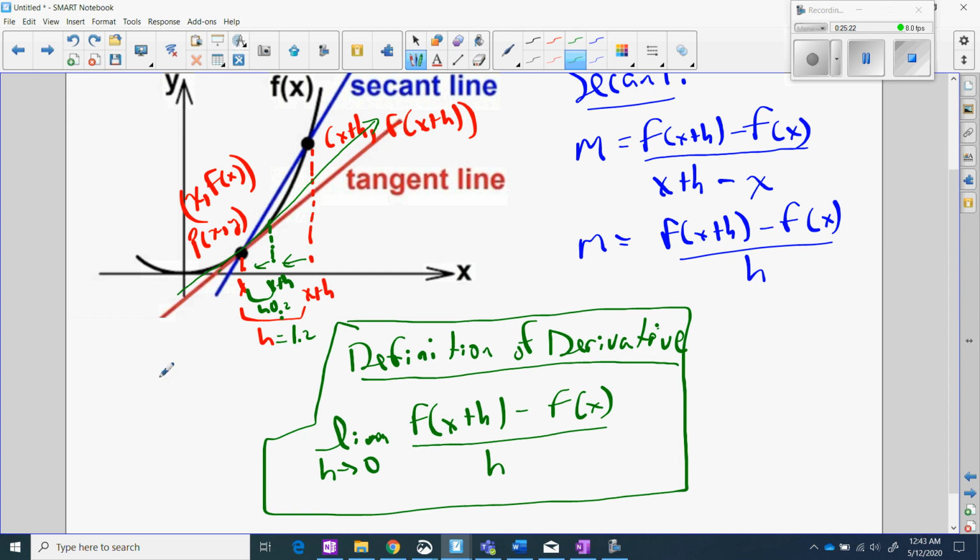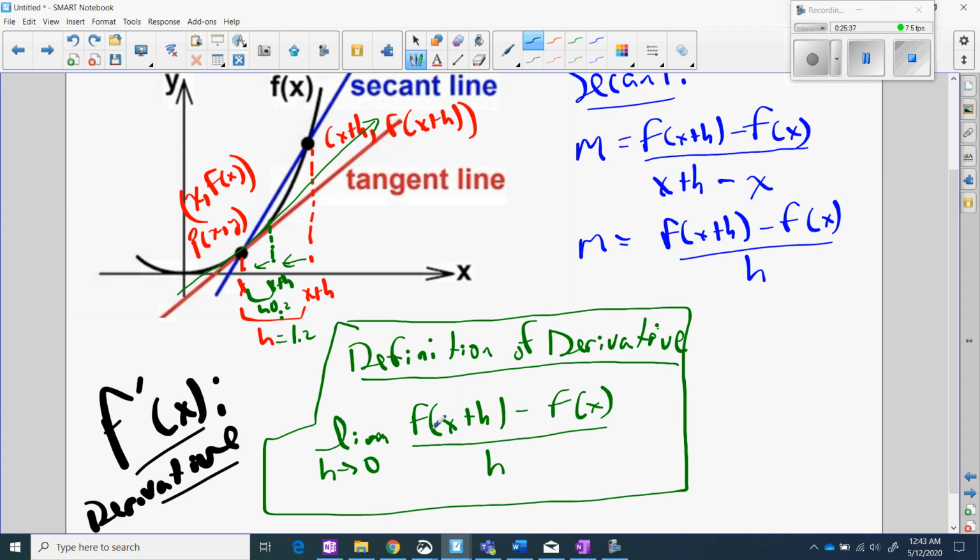The definition of a derivative. The symbol, if you see in a question, find f prime of x, that is the symbol that means find the derivative. And that is what this is. This is the definition of a derivative.